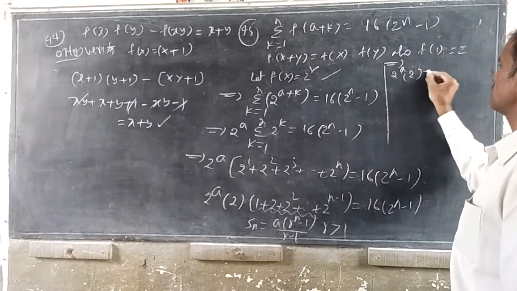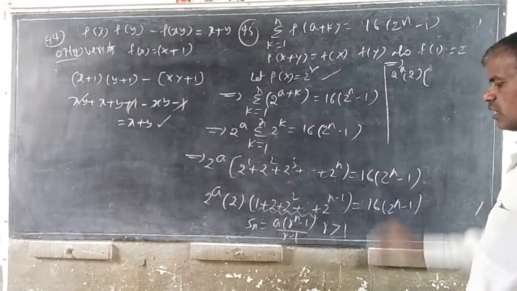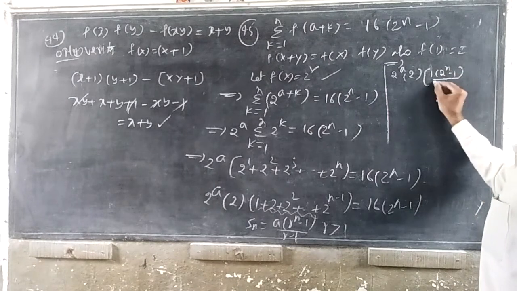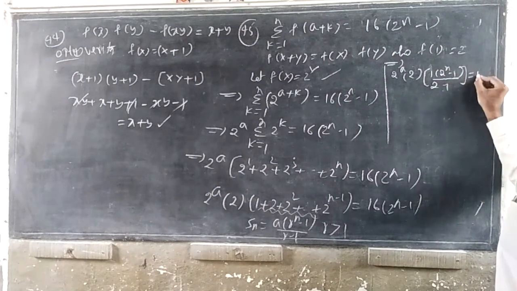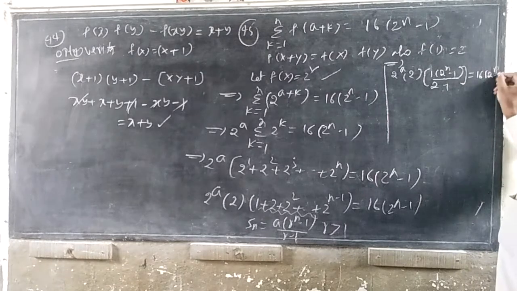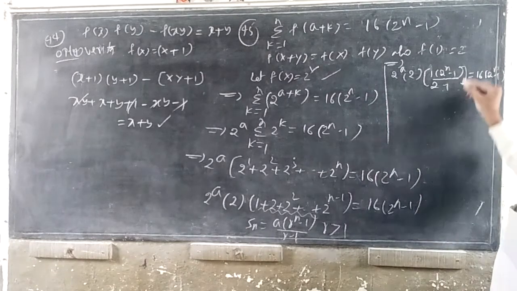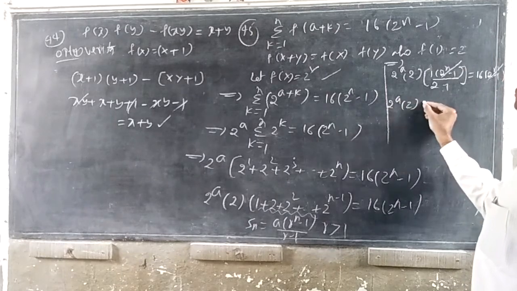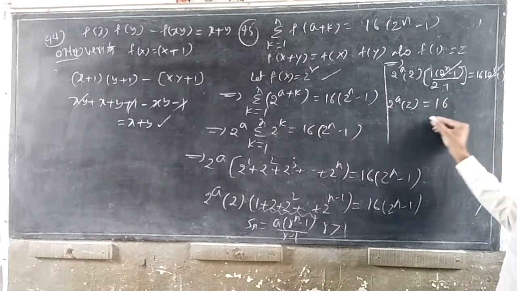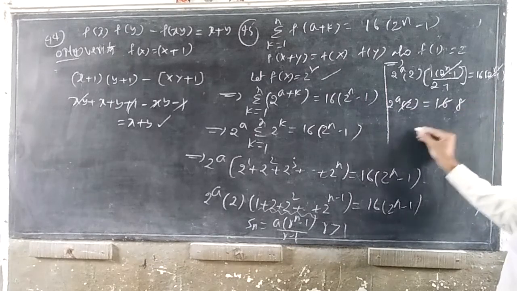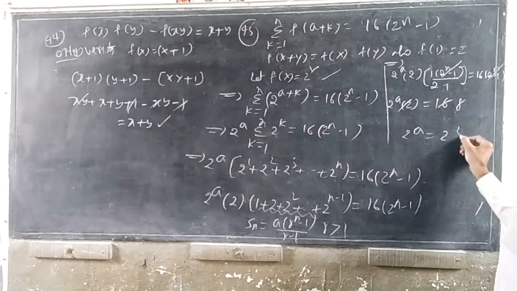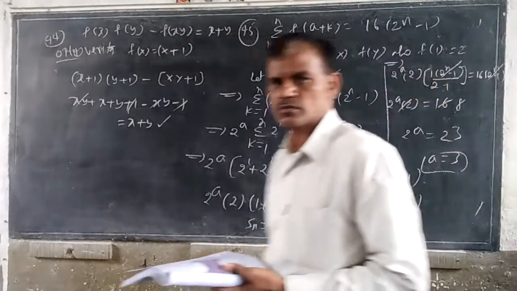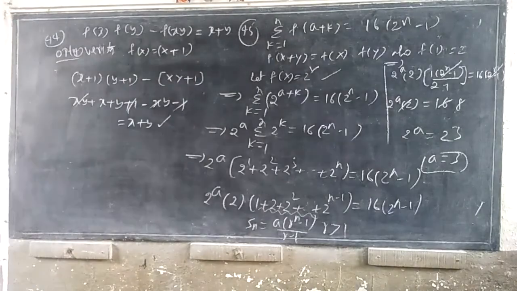That implies, I am writing, 2 power a into 2 formula. A means 1 into 2 power n minus 1 by 2 minus 1 is equal to 16 into 2 power n minus 1. Here the 2 power n minus 1 term gets cancelled. This is 2 power a into 2 by 2 minus 1, which becomes 1, is equal to 2 power 4, which becomes 16. 2 power a is equal to 2 cube, 8, so a is equal to 3. A is equal to 3 is the right answer here.